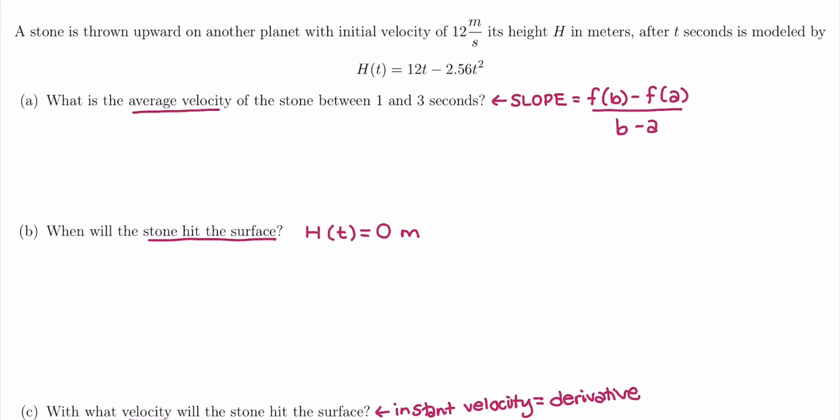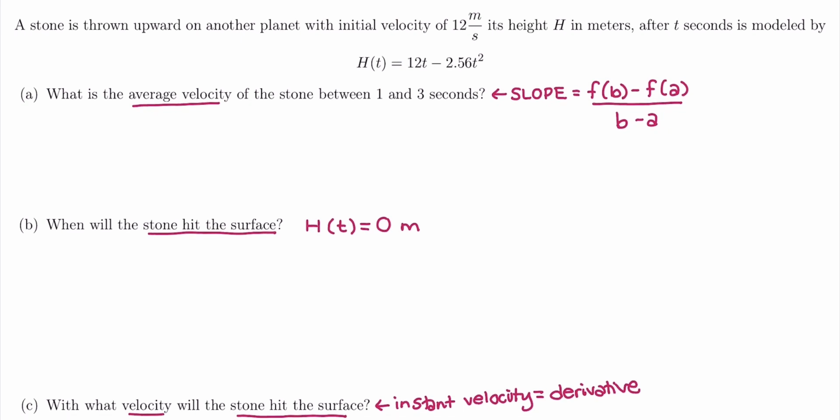So average velocity is the slope formula, so much simpler than instantaneous velocity where you actually have to take a derivative and plug in. So we're going to start with average velocity, and we want between 1 and 3 seconds. So I'm going to plug in h of 3 minus h of 1 over 3 minus 1. I'm going to grab my calculator and find these y values by plugging into this function over here. I'm going to do 12 times 3 minus 2.56 times 3 squared and see what that y value is.